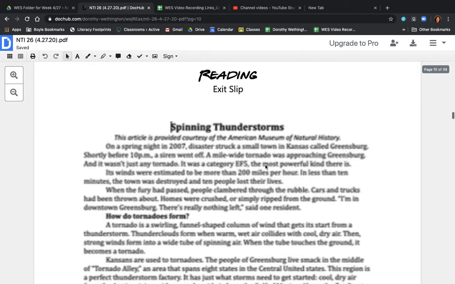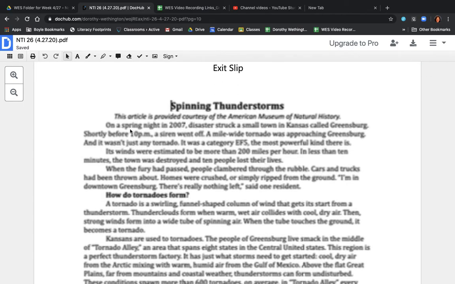Reading exit slip. Spinning Thunderstorms. This article is provided courtesy of the American Museum of Natural History.